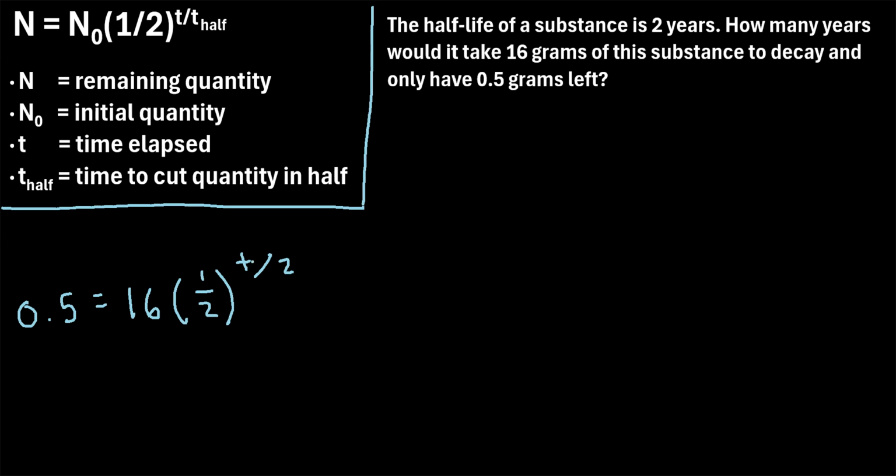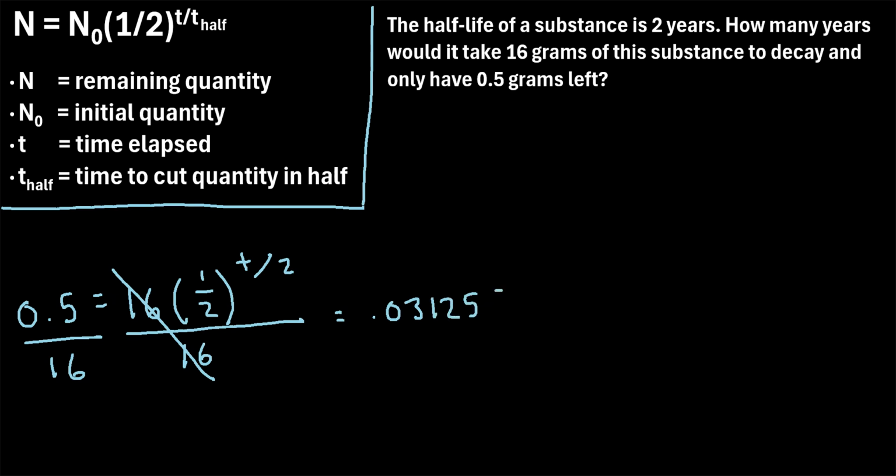So this problem's a little bit different. We're actually trying to figure out what is T. So what is the total time that would have to elapse for us to get 0.5 grams left? So we're solving for T. So to do that, the first thing we can do is divide both sides by 16, just to get rid of this 16 out front. So on this right-hand side, these 16s would cancel out. If you punch in 0.5 divided by 16 into a calculator, you get 0.03125. So that will be equal to 1/2 to the power of T divided by 2.